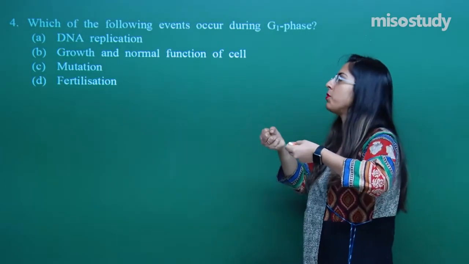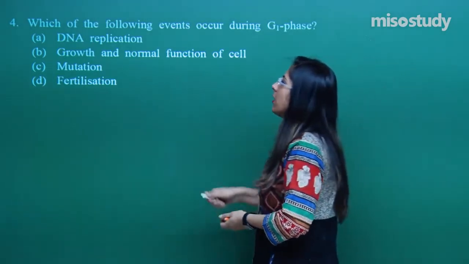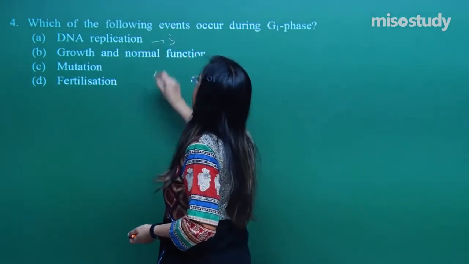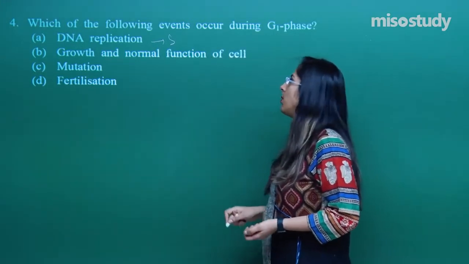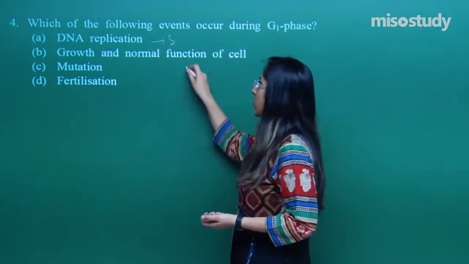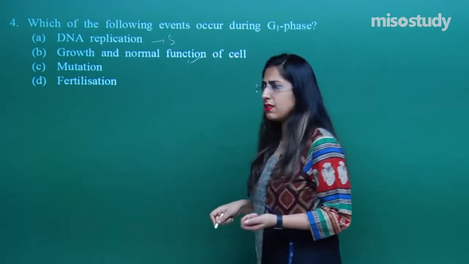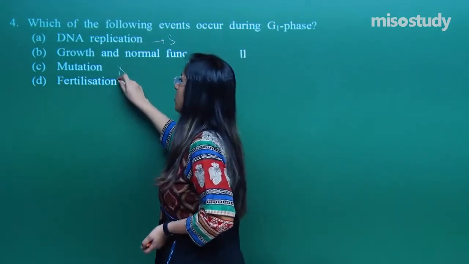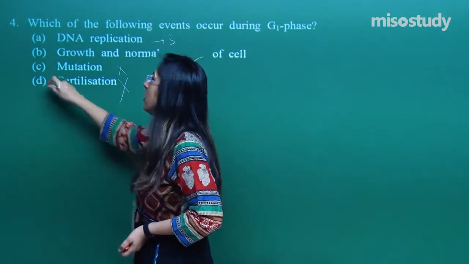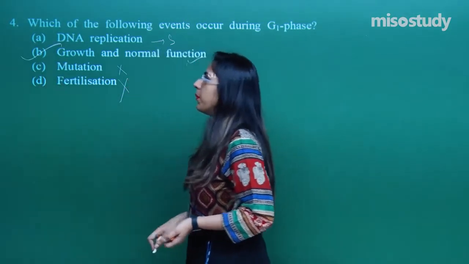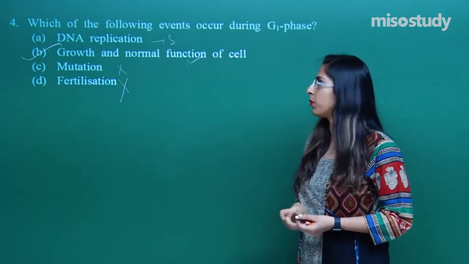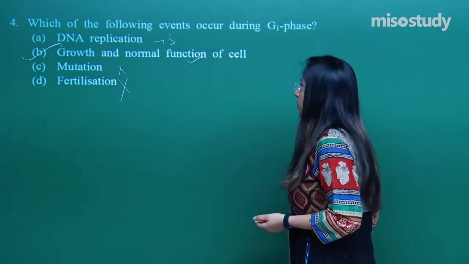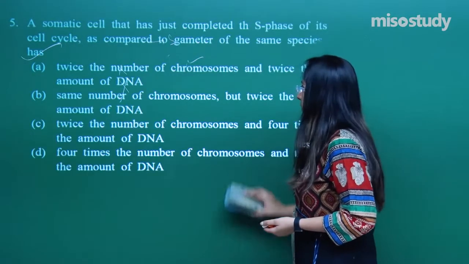Let's explore the options. DNA replication. DNA replication occurs in the S phase. Growth and the normal functioning of the cells. Yes, this is the right option. Mutation. Is it so that mutation happens? No, not at all. It's not related to mutation, and it's not at all related to fertilization. The correct option is option number B for question number 4. Let's explore the next question, question number 5.